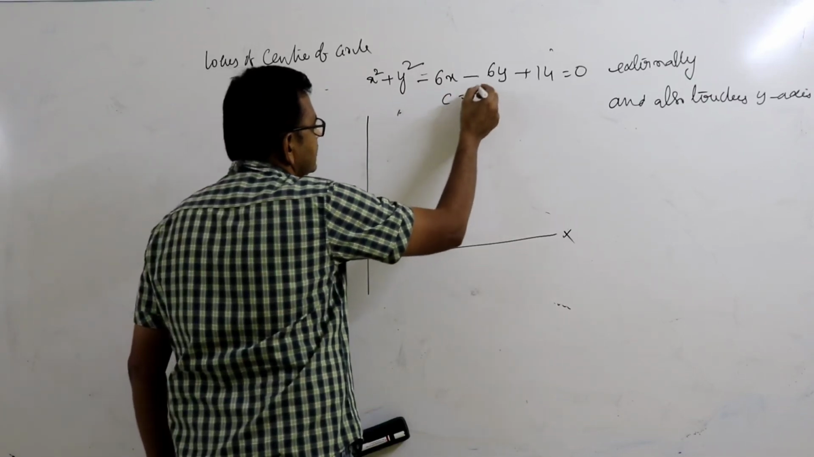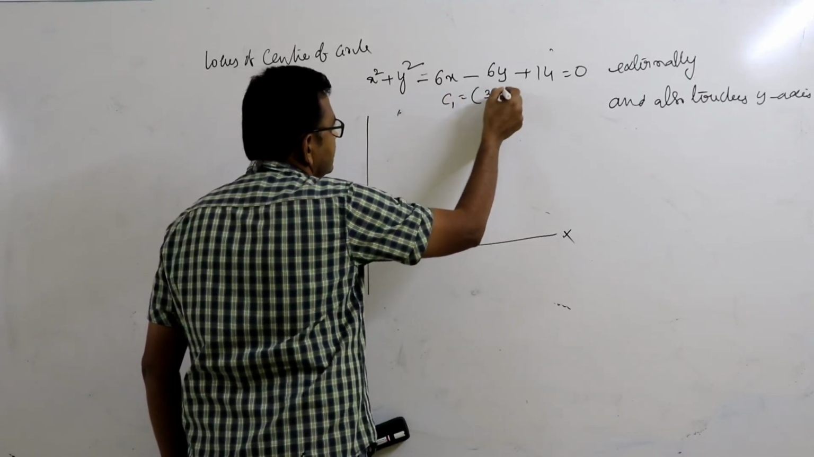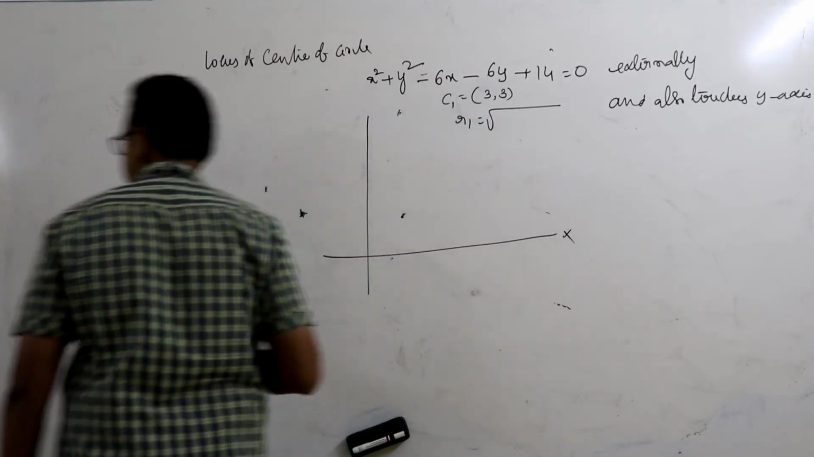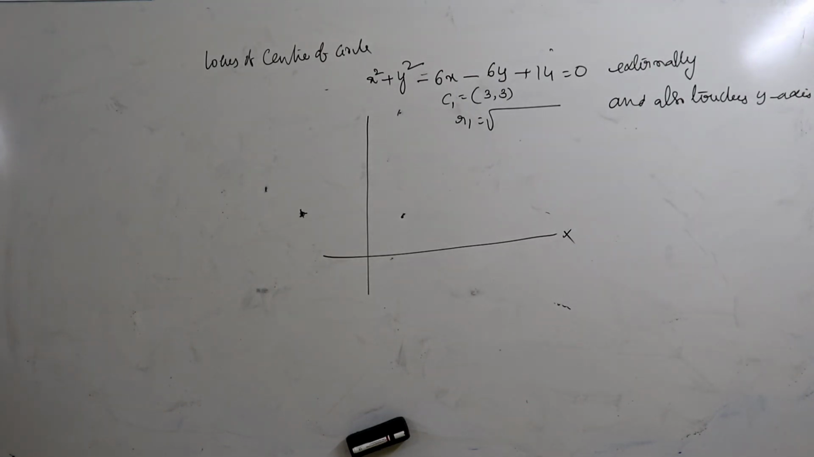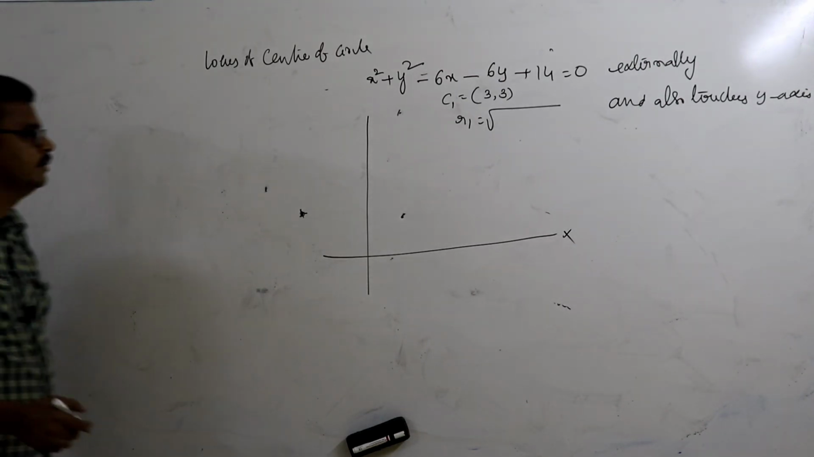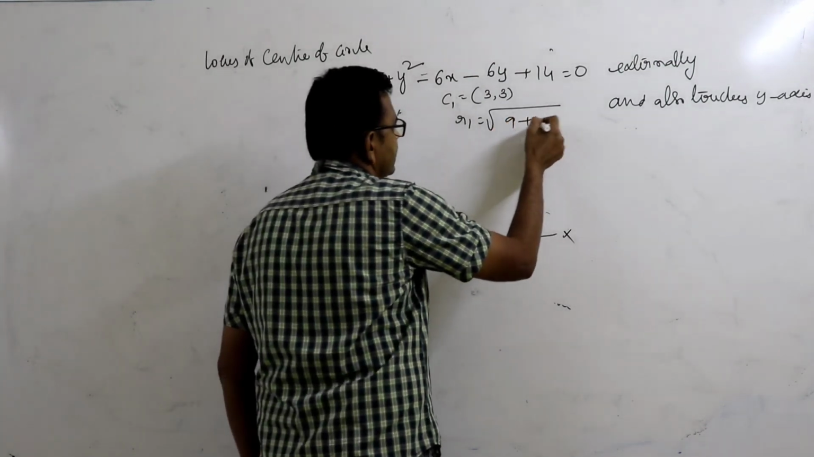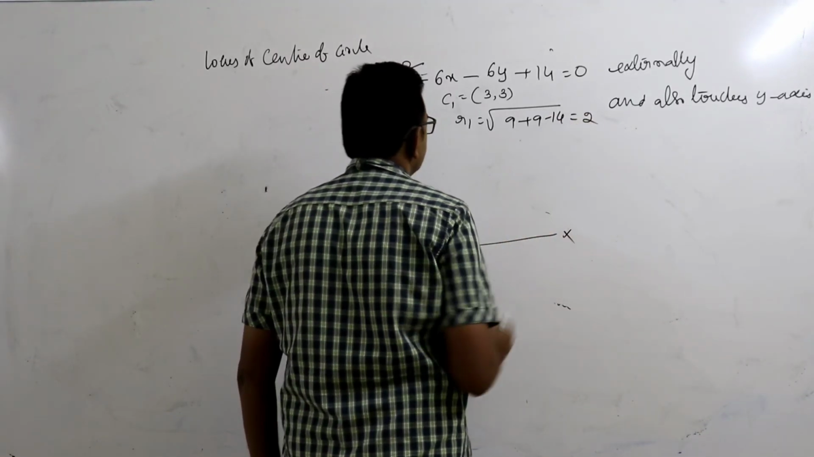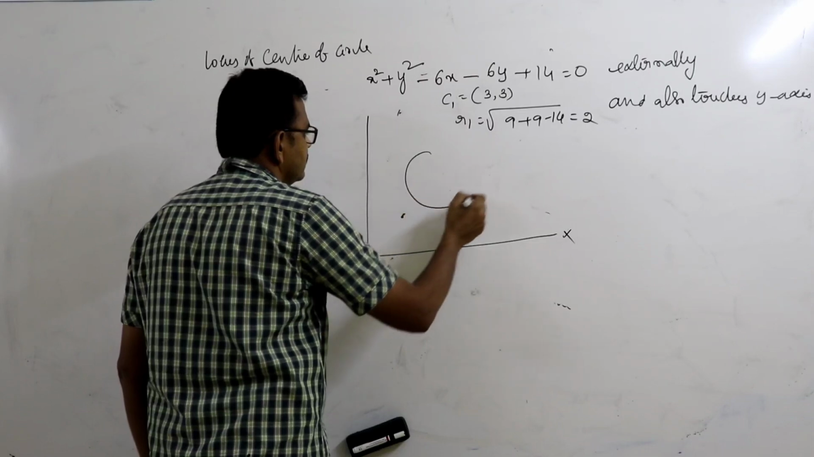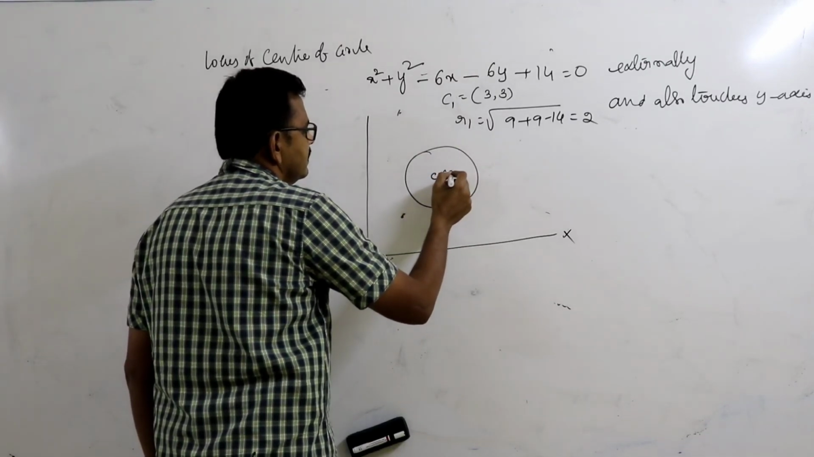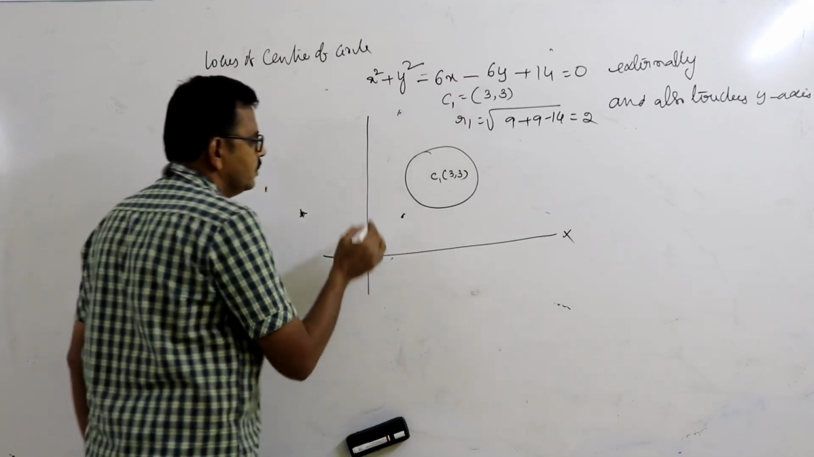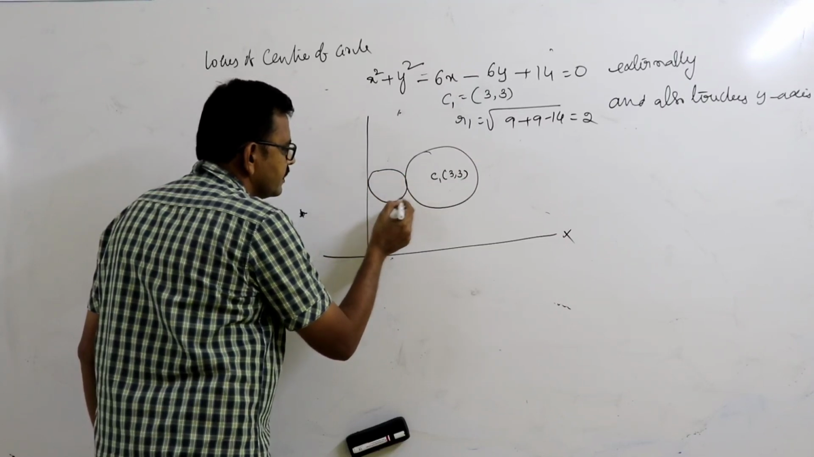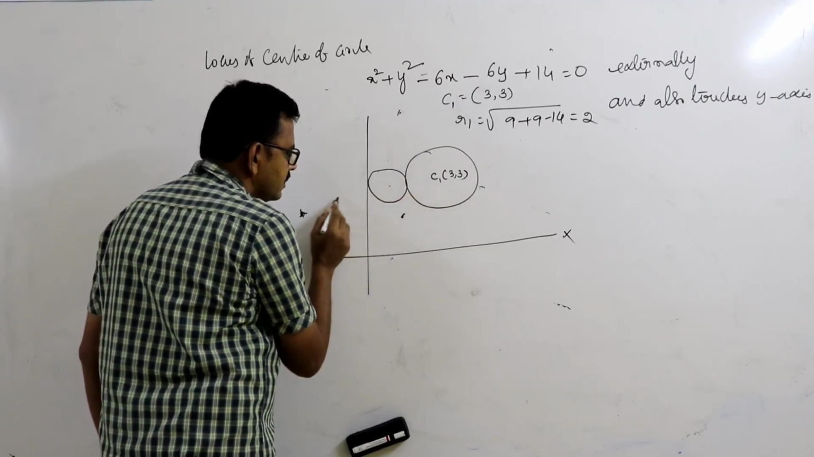For this circle, center is 3 comma 3 and the radius is root of g square plus f square minus c. 18 minus 14, that is 4, that is 2. So this is the circle S, center of circle C1, 3 comma 3. The locus of center of circle which touches the circle externally and also touches y-axis.